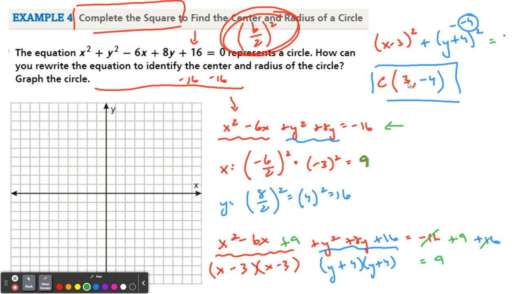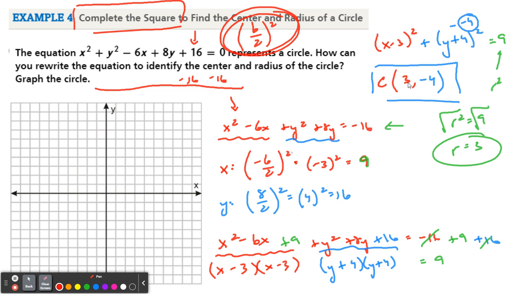So this equals 9. But to find the radius, because this is r squared, we need to take the square root of both sides. And now we get the radius equals 3. And there's your radius. So our center is at (3, -4), and your radius is 3.